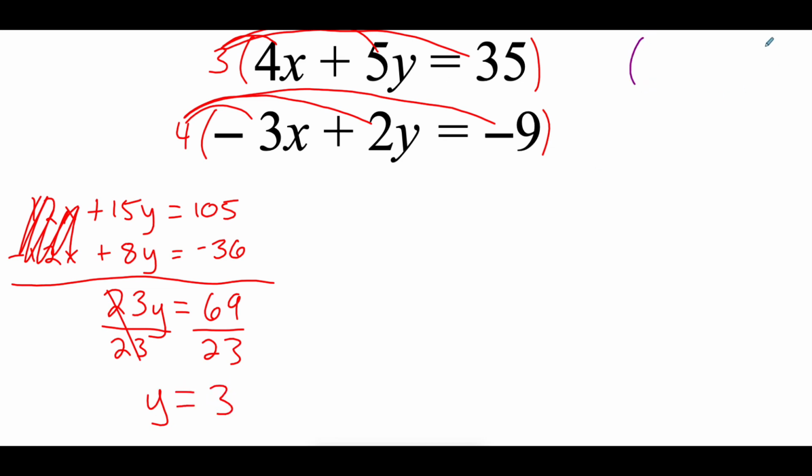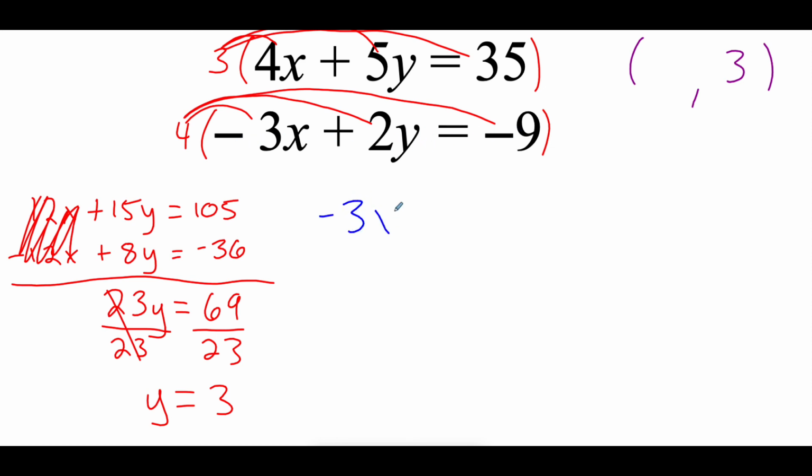We're building an ordered pair. We don't quite know what the x value is yet, but we just figured out that the y value is 3. Now what we need to do is take that y value that we just got and go back through one of our equations, plug in that y value so that we can solve to get our x value. I'm going to use the bottom equation because it's got smaller numbers in it.